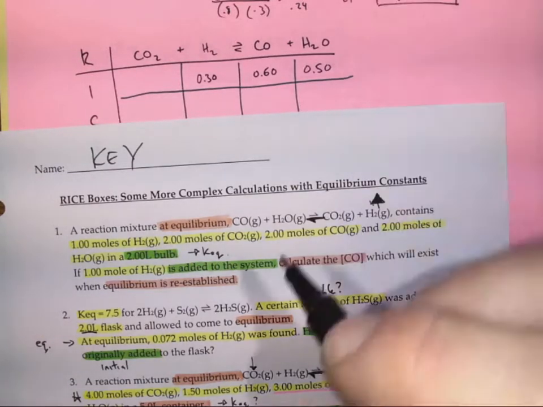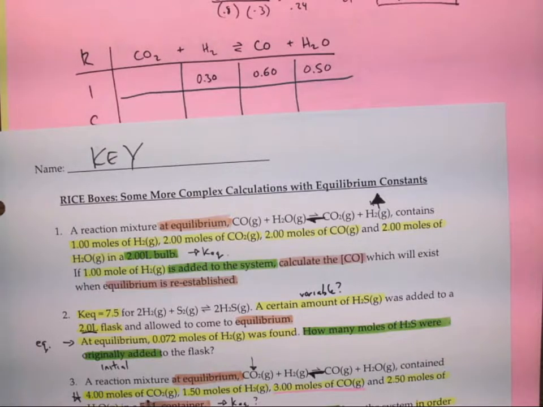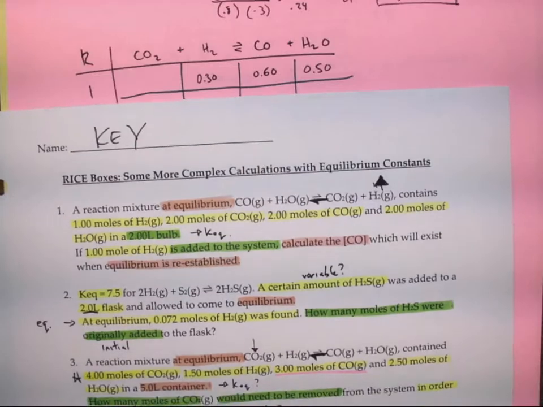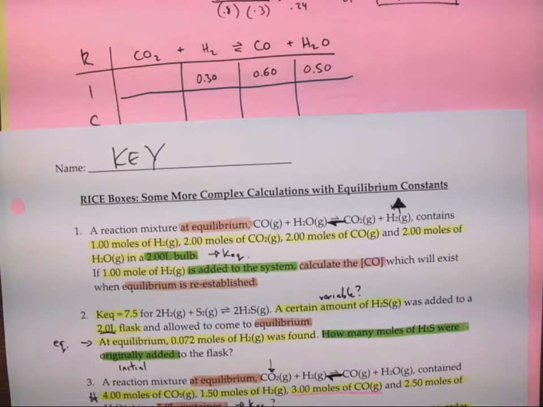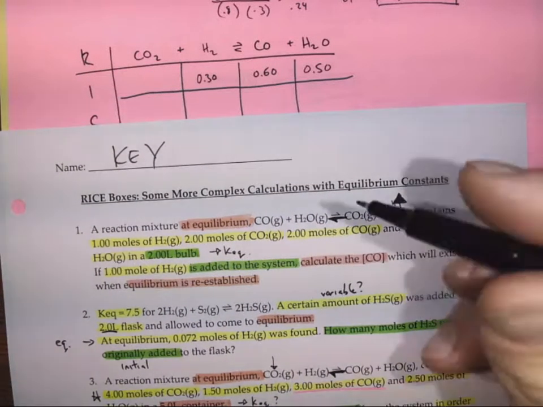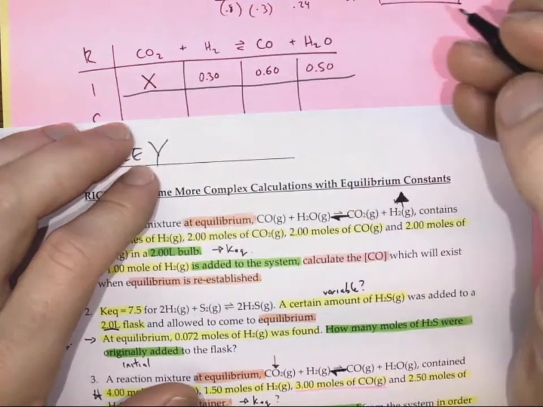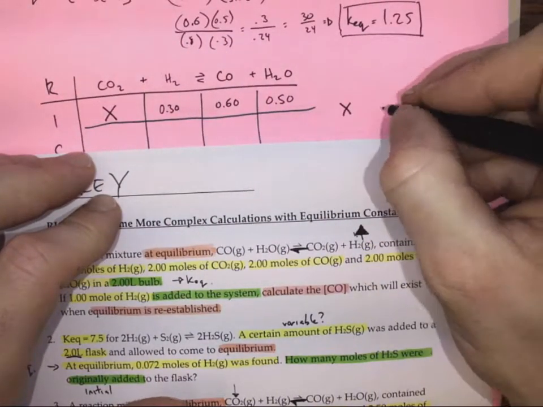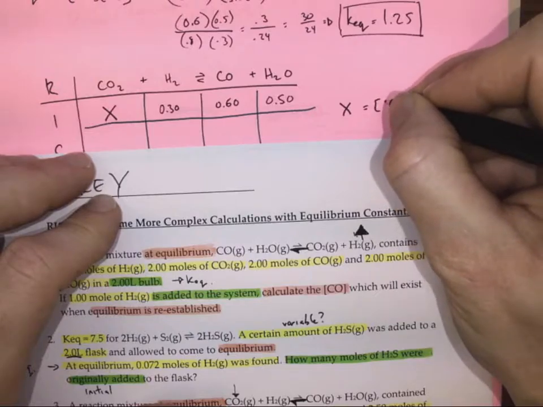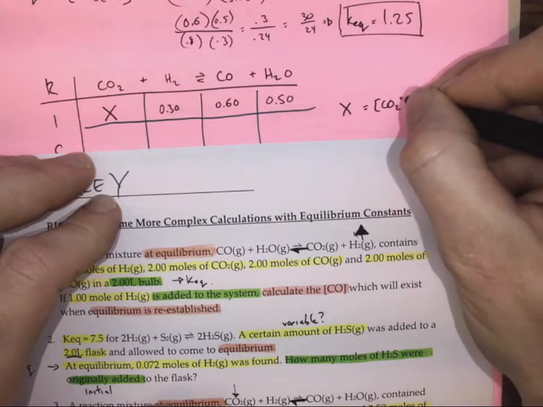And I know how much I'm going to start with. So I guess I have two choices. I'm going to choose a variable. So I think that's what I'll do. I'll just say x. X equals the concentration of carbon dioxide initially.